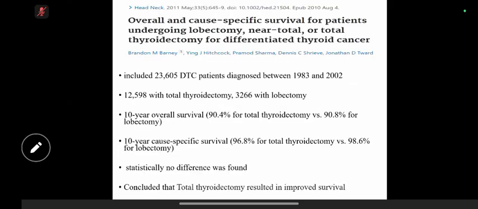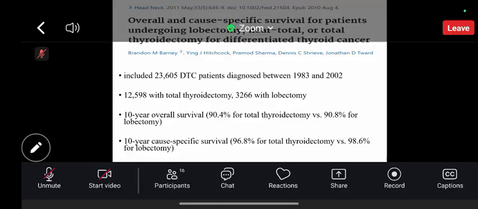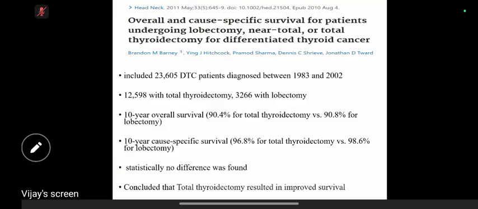This is another study, overall and cause-specific survival for patients undergoing lobectomy, near total or total thyroidectomy for differentiated thyroid cancer, which included 23,605 patients. Approximately 12,500 patients received total thyroidectomy and 3,266 patients received lobectomy. Again, no statistically significant difference in overall survival was found. The rate was also similar, 96.8 for total thyroidectomy and 98.6 for lobectomy.